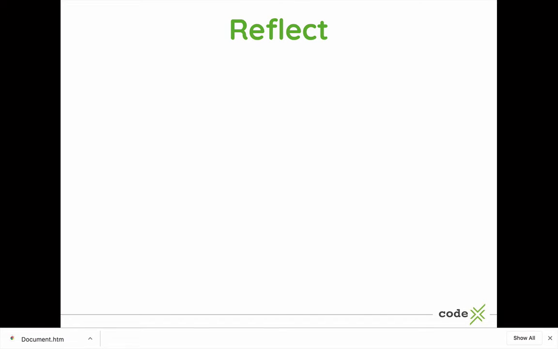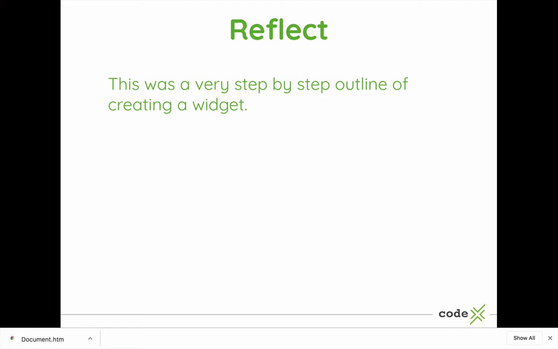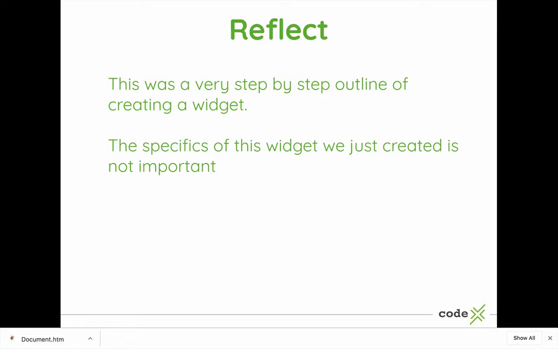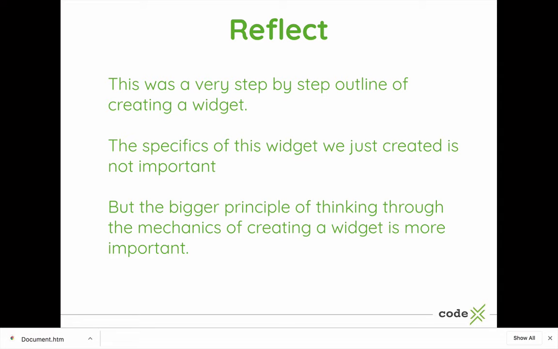Okay, so now it's time for us to reflect a little bit on what we've just done. This was a very step-by-step outline of how to create this words widget. The specifics of this widget we just created are not that important, because when you create another widget, things will be slightly different again. We'll use different events with different elements. But the bigger principle and thinking involved, and the mechanics we use of creating this widget, is the most important thing here.